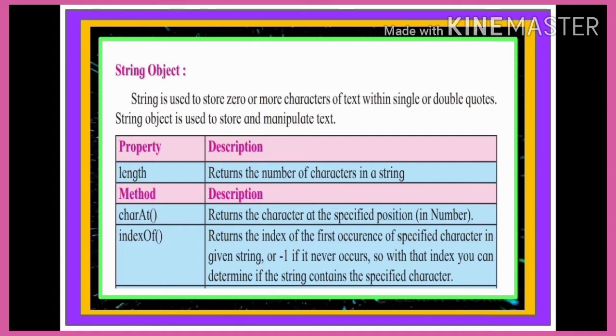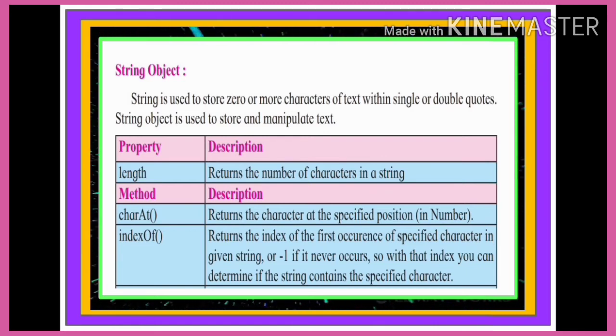The table shows one property of string object, length. The length property returns the number of characters in a string. If Pune is a string, then number of characters are 4. Now methods of string object. First method is charAt, stands for character at. It returns the character at the specified position. Here you have to pass the number and it returns the character at that position. Next method is indexOf, where O is capital.